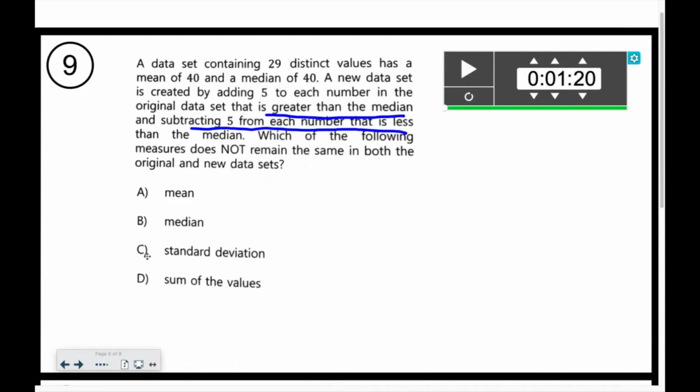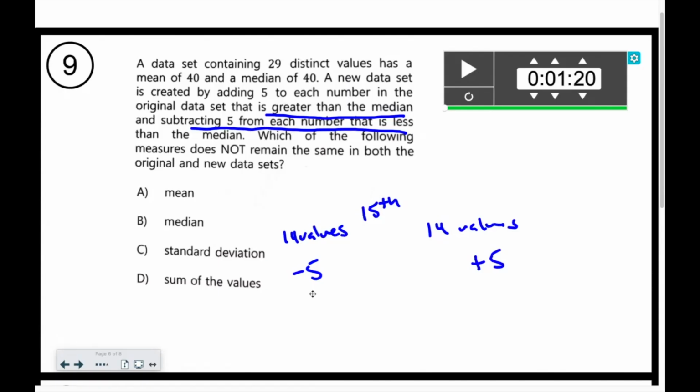So let's first of all understand that there's 29 values. Just to get a visual on this, if I divide by 2 and round up, the 15th value is the median. So you're going to have 14 values less than the median and 14 values greater than the median. I have the 15th value, 14 values here and 14 values here, and I'm adding 5 to each of these numbers and subtracting 5 from each of these numbers.